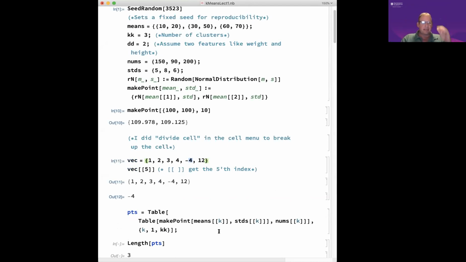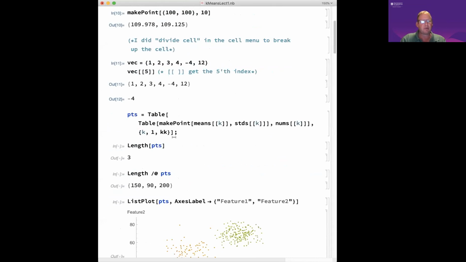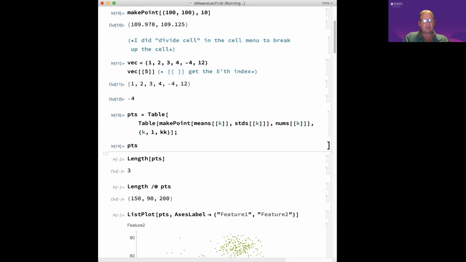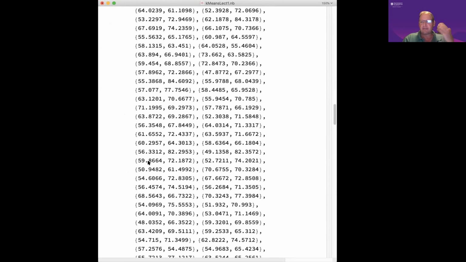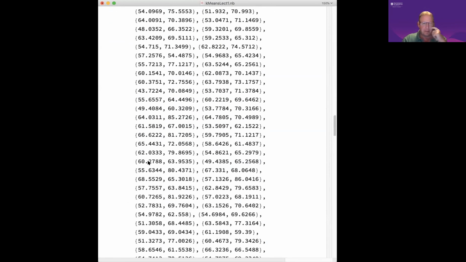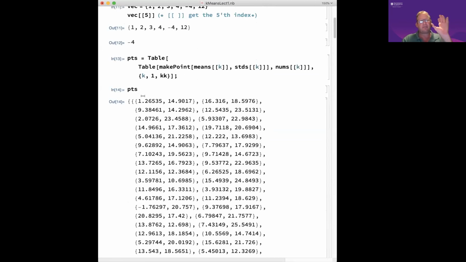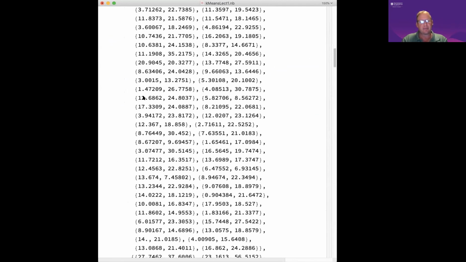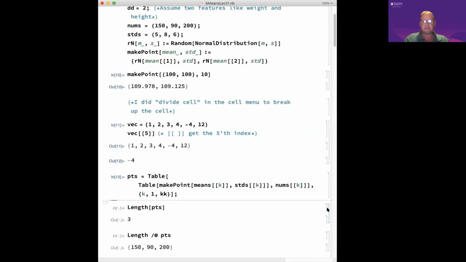So here I'm taking from the means list the first mean, the second mean, the third mean. After I've run this, if I look at points, I can scroll down through quite a lot of points. I've now created the mock data, okay? So these points are a list of 3 different groups, so it's a nested list. Let me delete this cell so it won't take too much room.